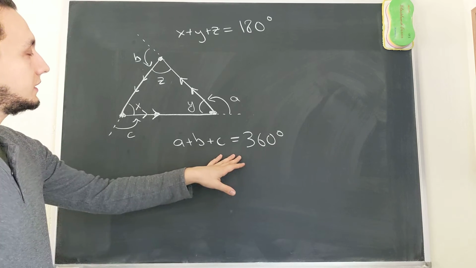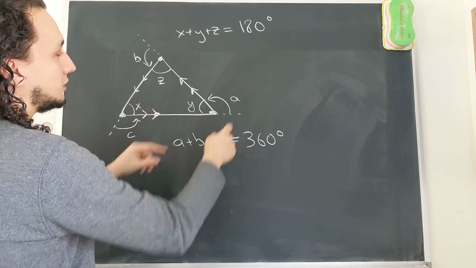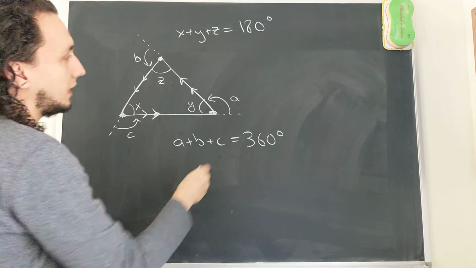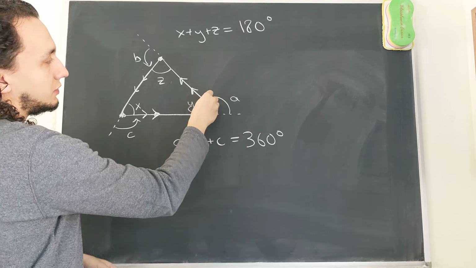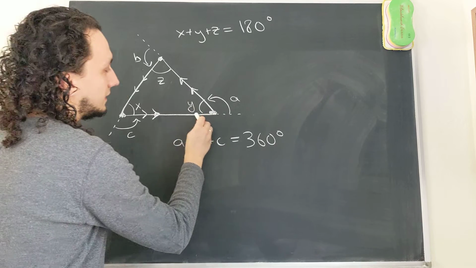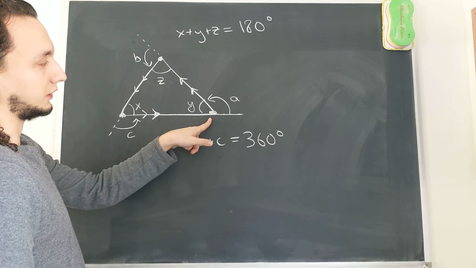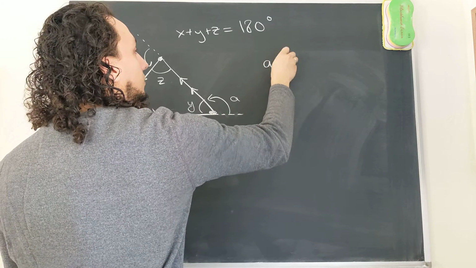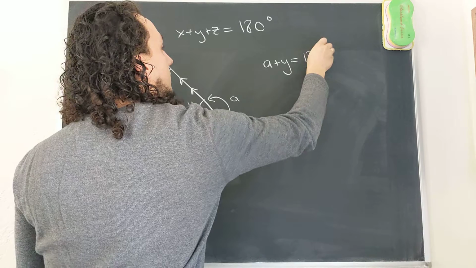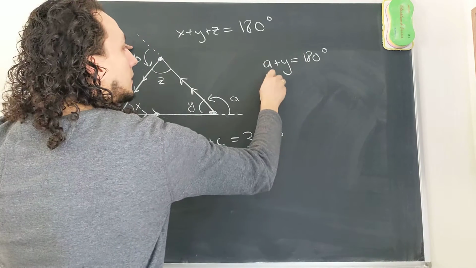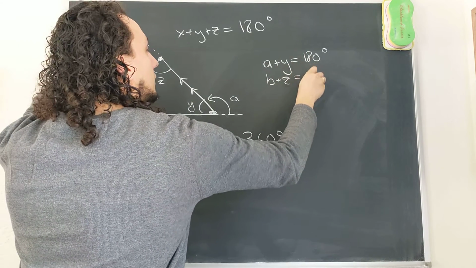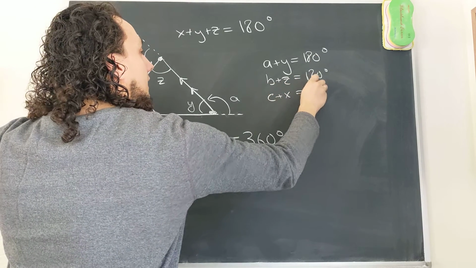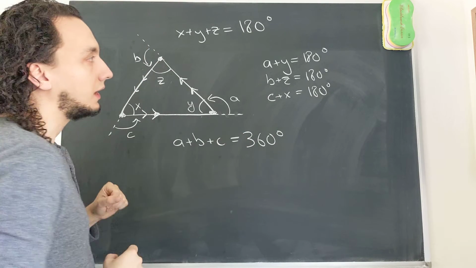How is that going to help us? Well, we also have a relationship between A and Y, B and Z, and C and X. Namely, A, whatever this amount of your turn is, plus Y is exactly equal to half of a full turn. Make this a dotted line again. So we have A plus Y equals 180 degrees. Similarly, B plus Z equals 180 degrees. And C plus X equals 180 degrees.